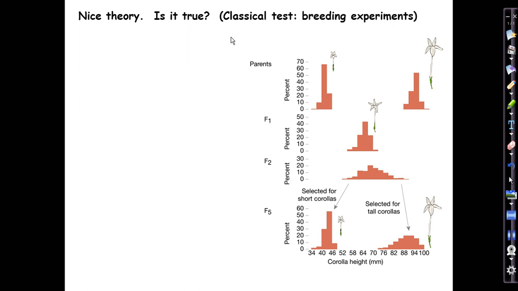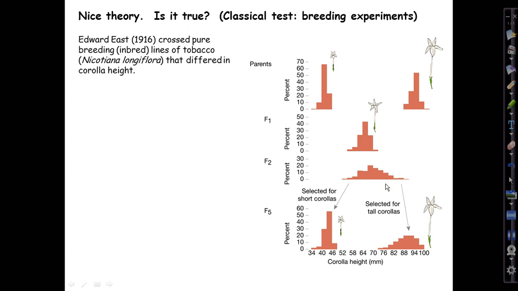And the classical way of doing this, as soon as the ideas were born, as I said, in the early 20th century, a little over 100 years ago, was to do breeding experiments. And they were and remain very convincing. Here's a picture summarizing a famous experiment done by Edward East in the early 19-teens. He crossed purebred lines of tobacco.